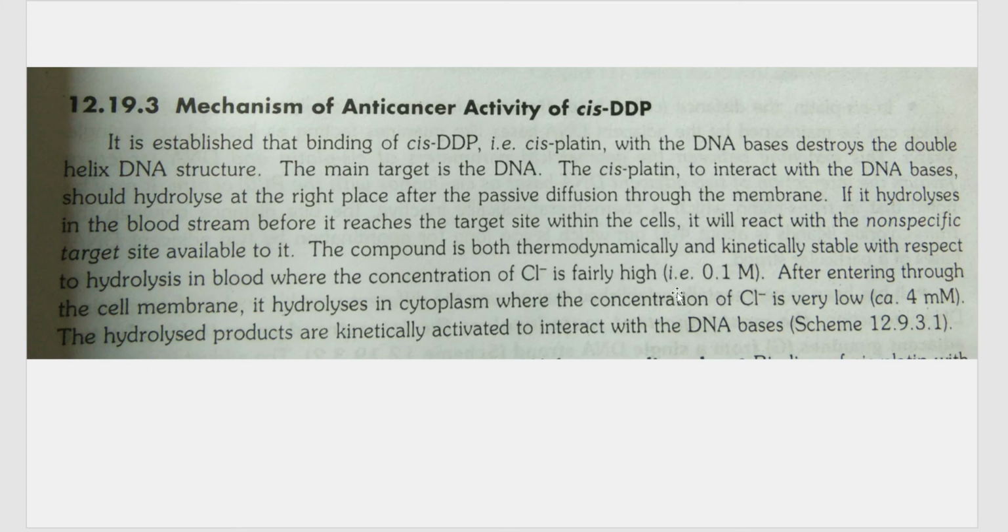Whereas once it enters the cell membrane, it undergoes hydrolysis in the cytoplasm. What is the reason? Because inside the cell the concentration of Cl minus is very low. So it is the concentration of Cl minus that controls the hydrolysis of cisplatin. In order for cisplatin to work properly, it should undergo hydrolysis only inside the cytoplasm of the cell. Outside it will not undergo hydrolysis because the concentration of Cl minus is high; inside it will undergo hydrolysis because the Cl minus concentration is low.